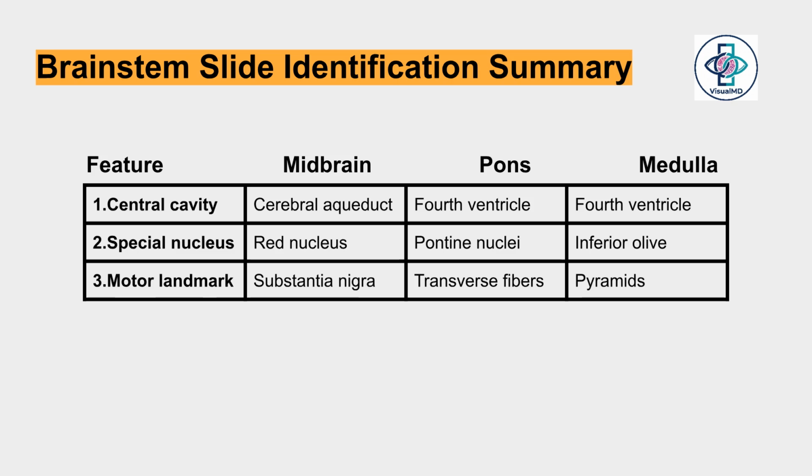This summary table compares the key features used to identify the midbrain, pons, and medulla, allowing for quick identification of each region.